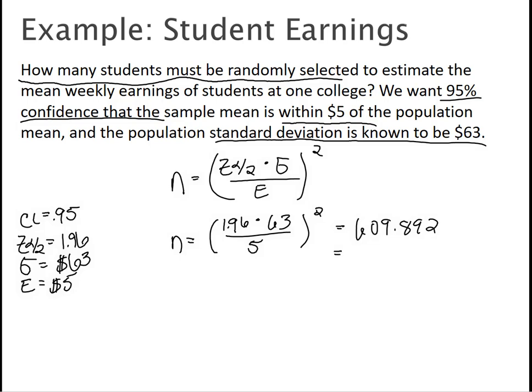But again, I need to make sure that since I'm working with sample sizes, even though the problem doesn't tell me this, I'm going to round up to the nearest integer. So always round up. And so I'm going to have 610 people, or college students specifically in this case, that I need in my sample. All right, and you're good to go.